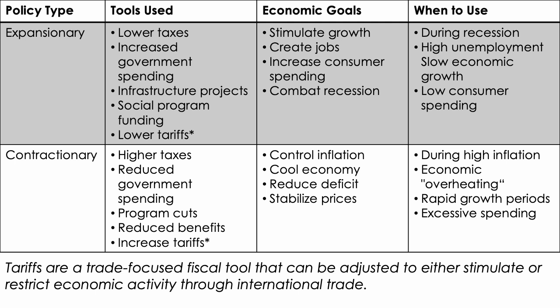Contractionary policy is carried out the opposite way. This is where we increase taxes. We cut government spending. We spend less. The government spends less. Some programs get cut. There are fewer benefits for people. And sometimes we increase tariffs there.